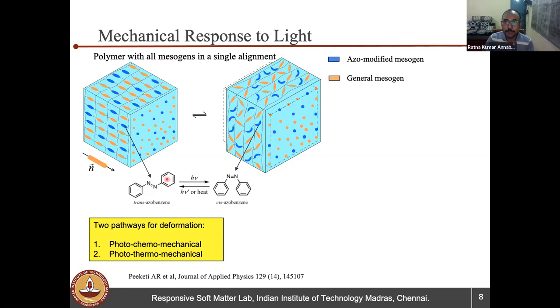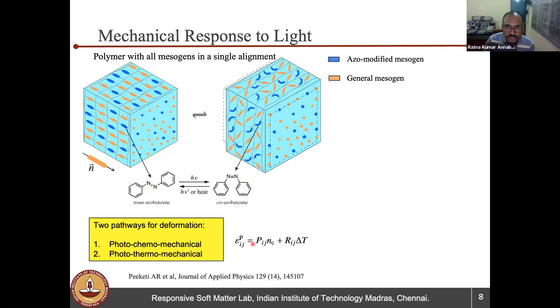And because of that heat, the system, this general azo molecule, general mesogen, can actually rotate, as I have shown in the very first scenario. That means there are two pathways. One is photochemomechanical and the other is photothermomechanical. So these are the two pathways through which the deformation can happen in these materials. And so that means these two events are causing local eigenstrains in the system.